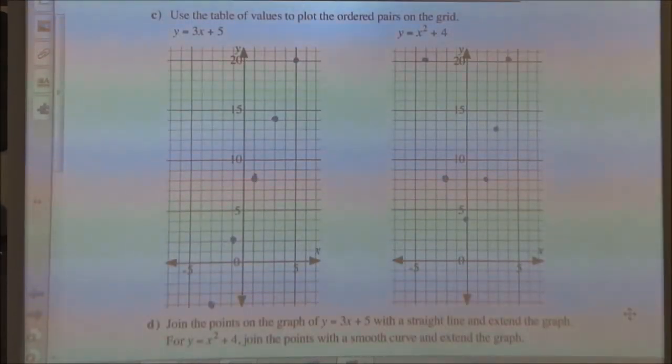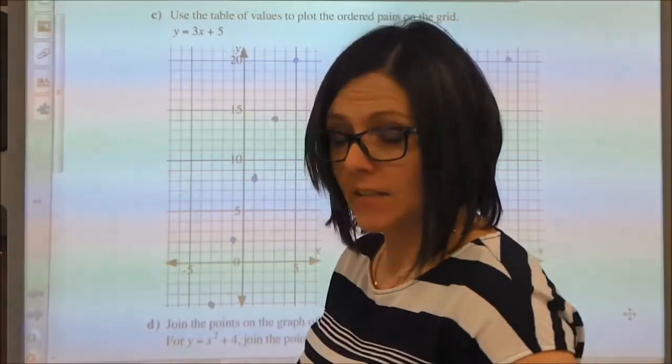So what do you notice about the two graphs? One's a line and one's not a line. How would we describe the one that's not a line? Non-linear. Why non-linear, Janine? Because it's not straight. And that's what linear means. Okay?